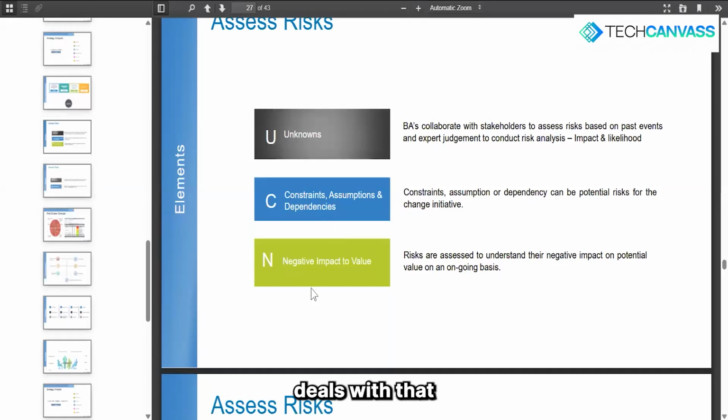It deals with negative impact to value. You'll have to identify what kind of negative impact it will bring to that potential value that you were thinking of gaining. What is the likelihood? What is the severity? What will be the consequences if the risk really occurs? What will you do then? So what is that negative impact to value?